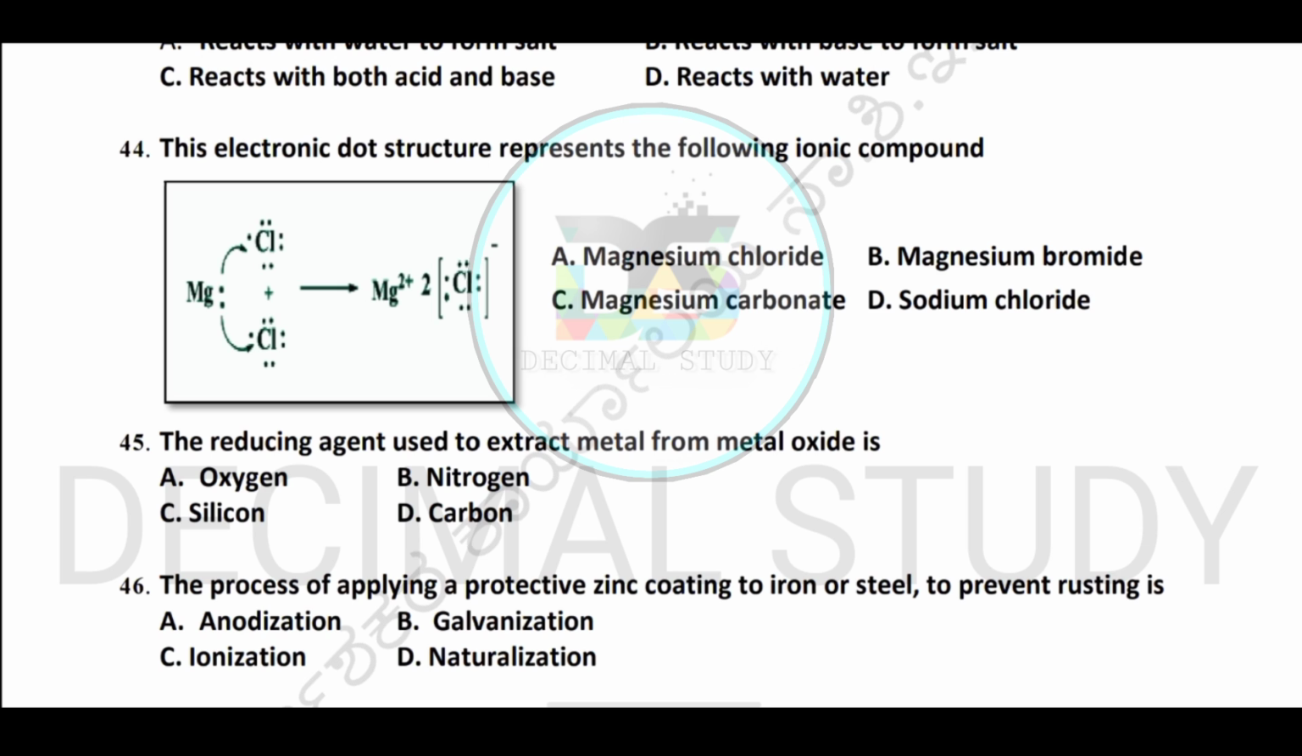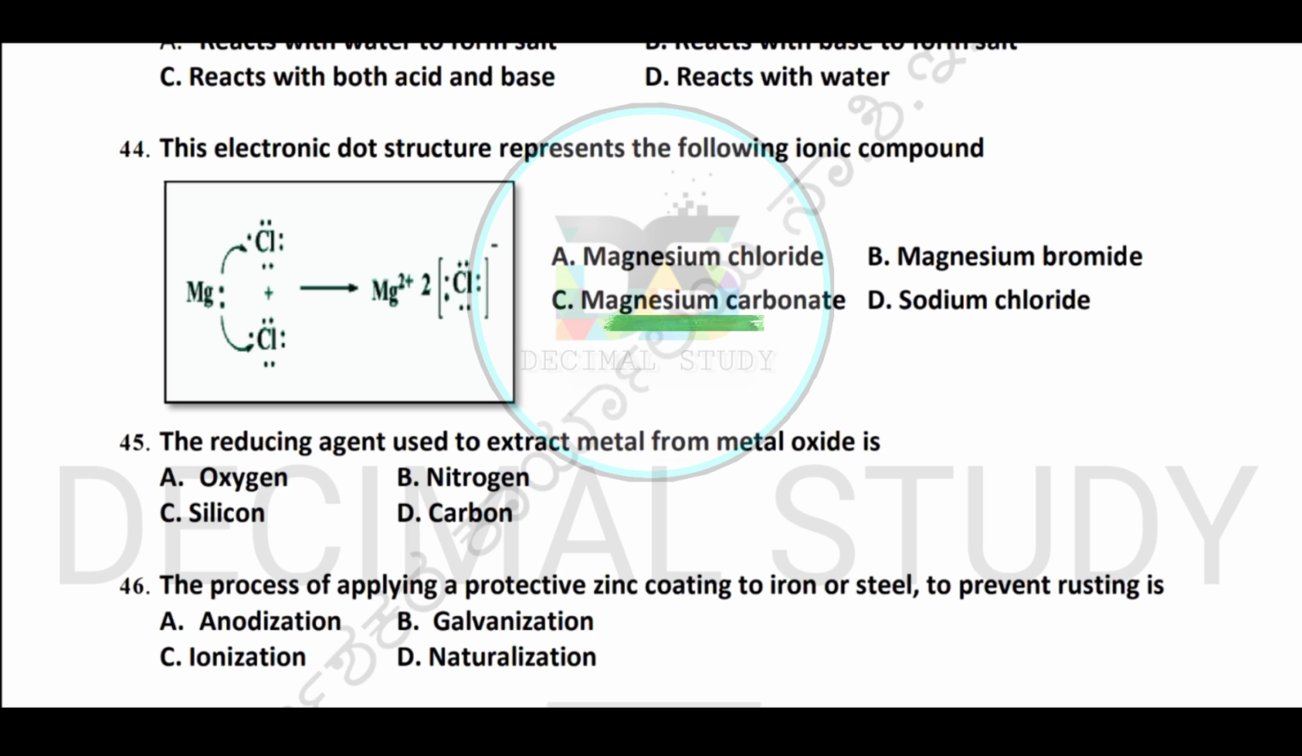Question number 44. The electronic dot structure represent the following ionic compound. Option A, magnesium chloride. Option B, magnesium bromide. Option C, magnesium carbonate. Option D, sodium chloride. The right answer is magnesium chloride.